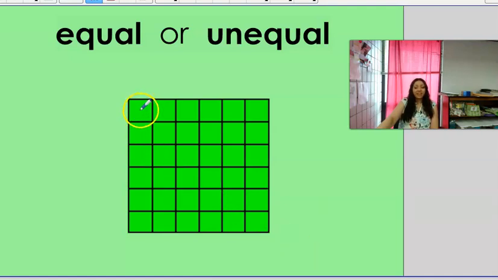Equal or unequal? This grid is divided up into 1, 2, 3, 4, 5, 6. 1, 2, 3, 4, 5, 6. It's a 6 by 6 grid. So it means that there are 36 squares on it. But every one of the squares are equal, it's just divided up into a lot of equal parts.